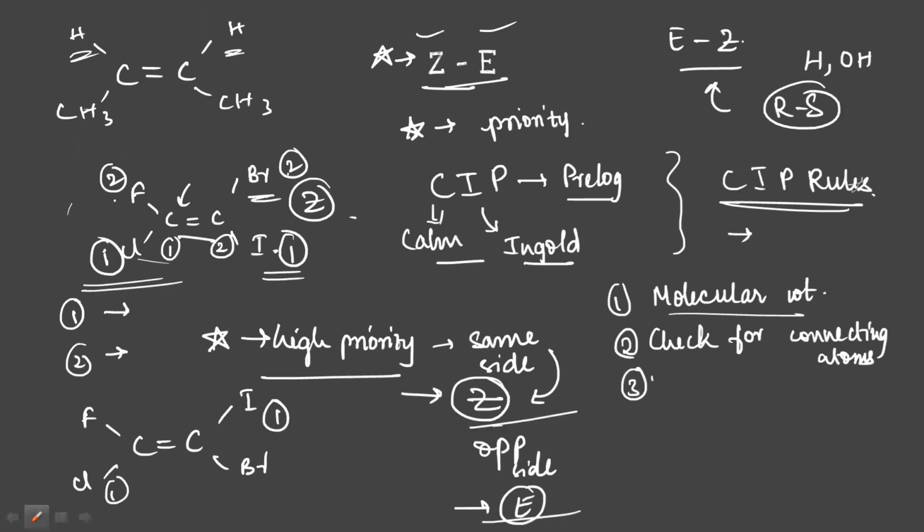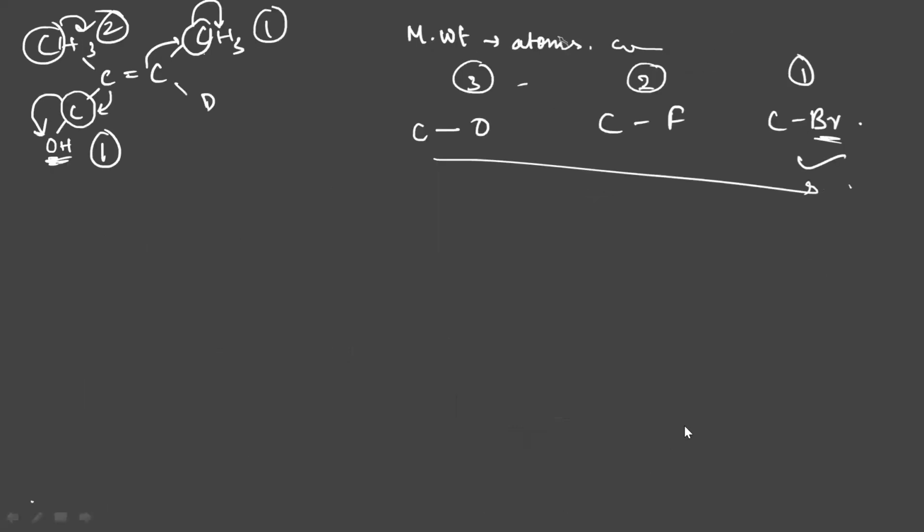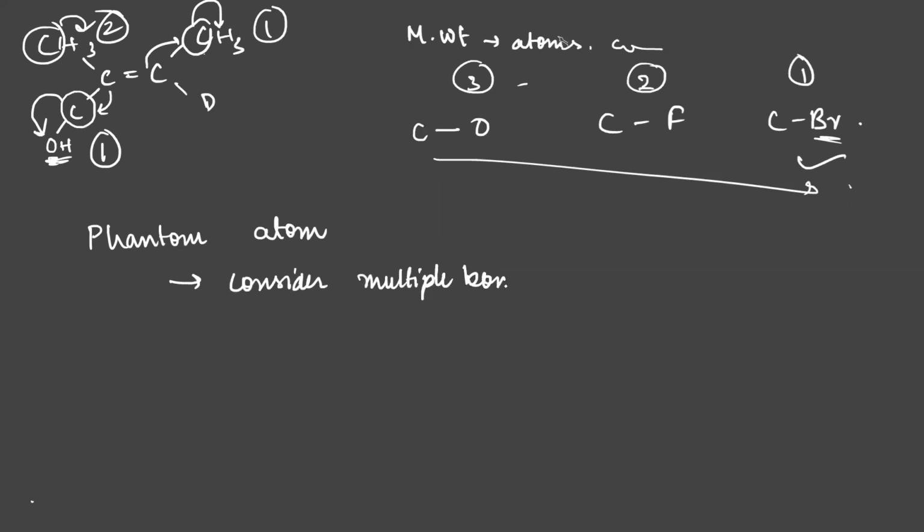Next one, the third rule, for which they got a Nobel Prize, and I never understood why they got a Nobel Prize for this. It's the phantom atoms. Okay, phantom atoms. What are phantom atoms? What this rule says is to consider multiple bonds as single bonds.